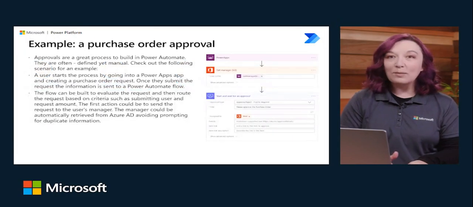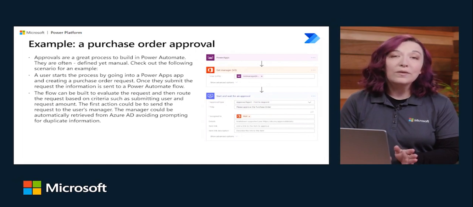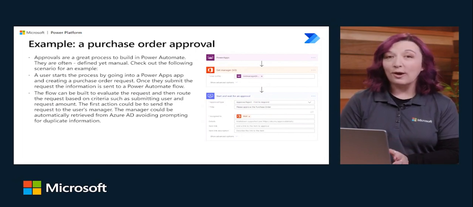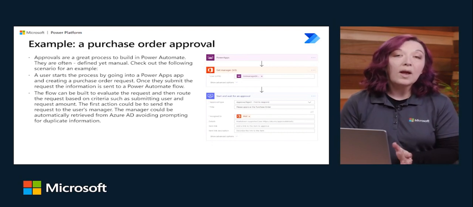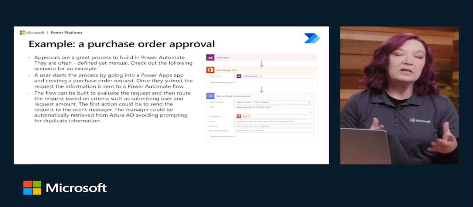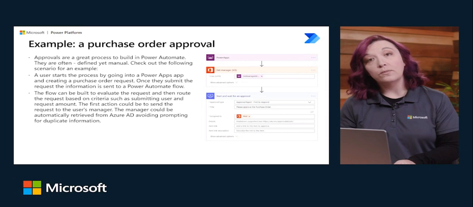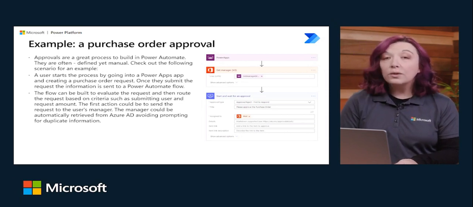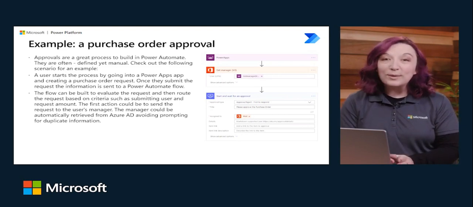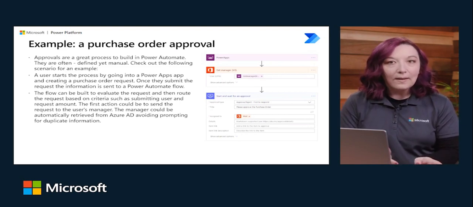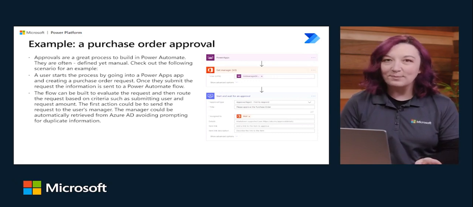Let's go over an example of how you can do a purchase order approval. Approvals are a great place to build in Power Automate because they're often defined, but they're still manual. Or sometimes with approvals, you have to approve everything in different systems. You might have your travel expenses in one system for your team, and maybe you have vacation requests in another system. So as a manager, being able to not only build your workflow more efficiently, but being able to approve everything from a single place is a huge way to save time.